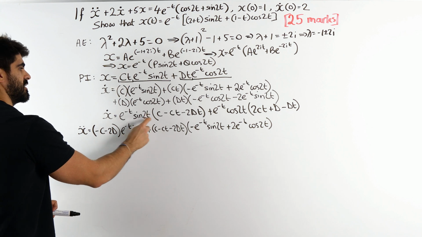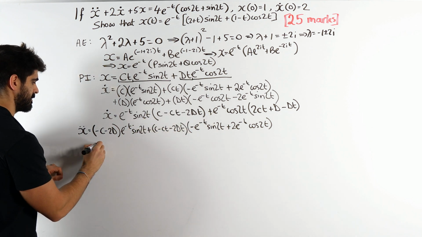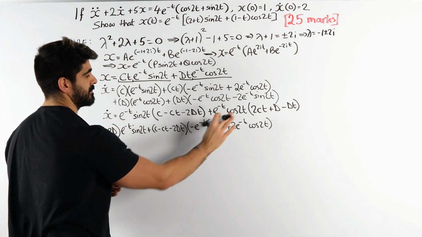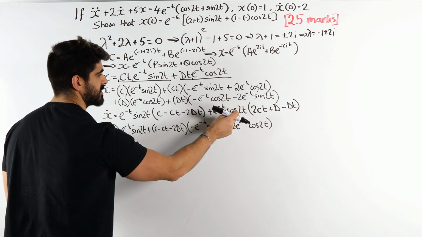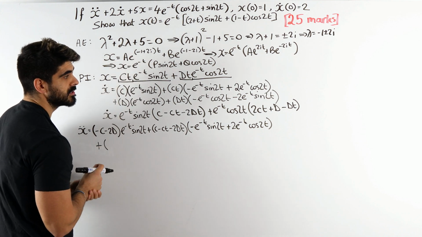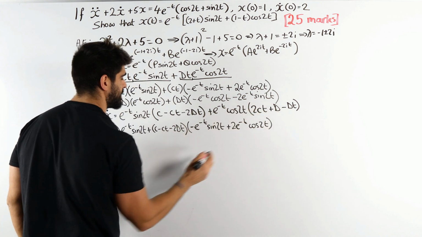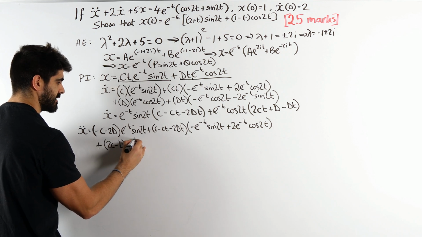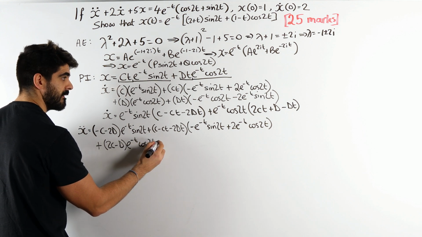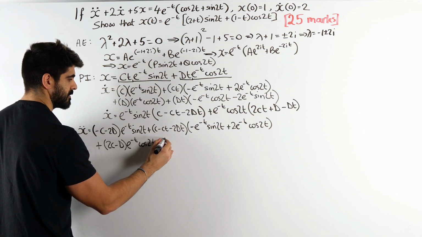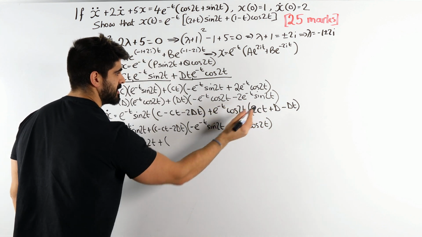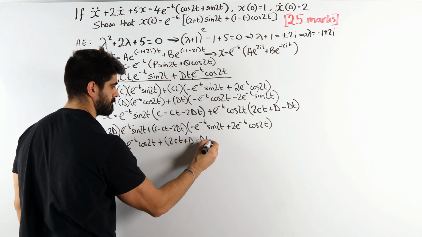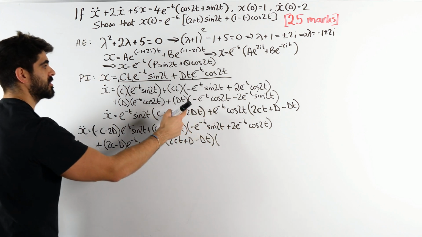This is just the differential of this. So I'm going to do plus. Again, I'm doing it the other way around, right? Differentiate this times this. So that'll be 2c minus d times e to the minus t cos 2t plus. Differentiate this times this. I'm going to write that first, times the differential of this, which was this.